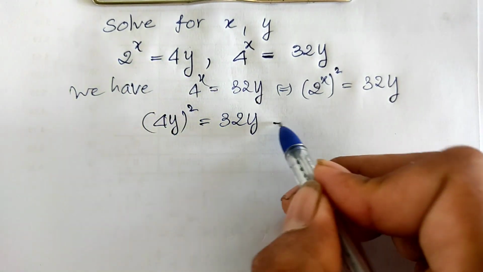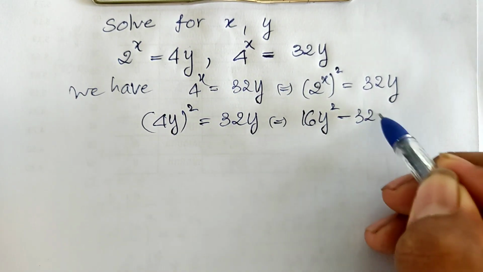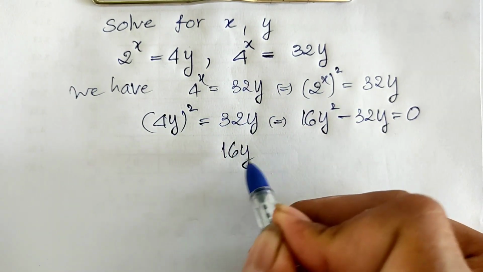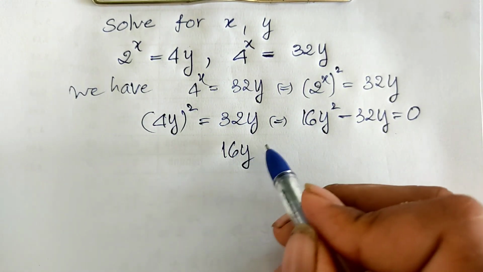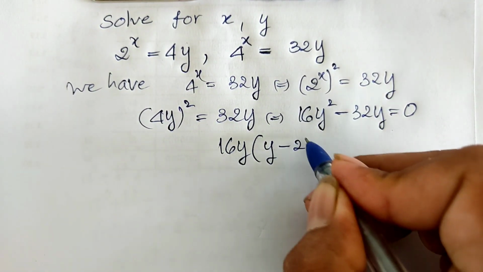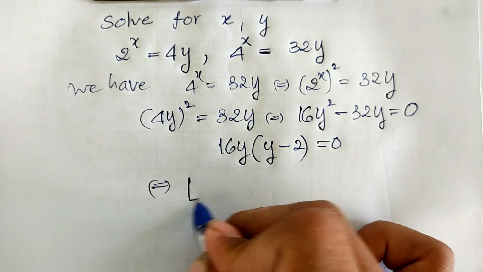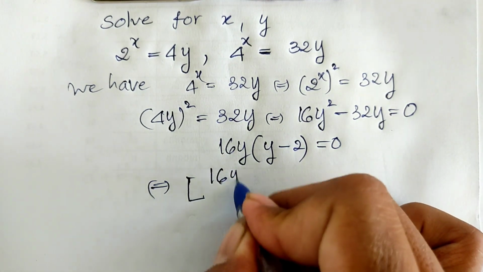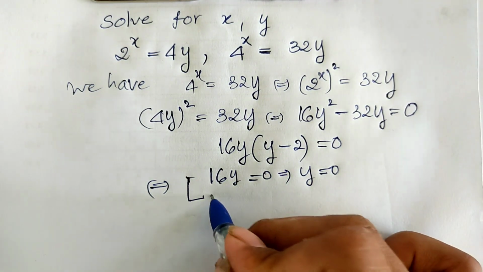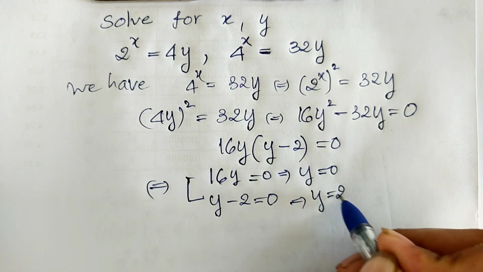And now I get 16y squared minus 32y is equal to 0. And I take 16y as a common factor, so I get 16y times (y minus 2) is equal to 0. And now we get 16y is equal to 0, so y is equal to 0, and y minus 2 is equal to 0, and we get y is equal to 2.